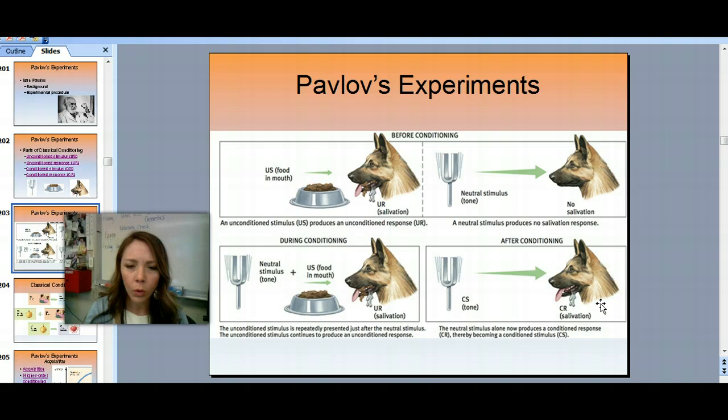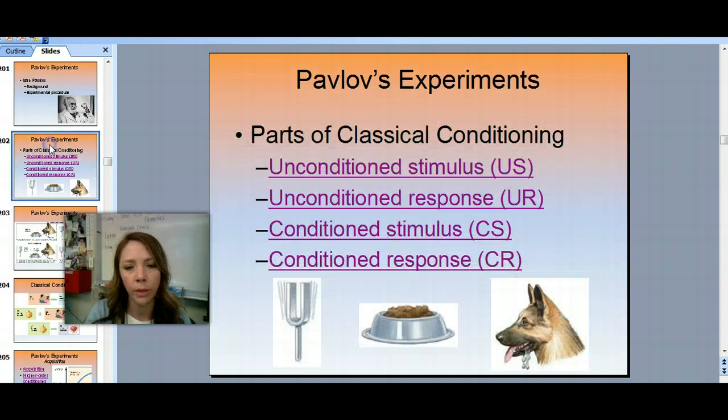All right, so we've talked a little bit about this with your bells ringing in class, right? If you usually eat lunch after the bell, when that bell rings, you might start getting hungry, right? Like you know it's coming up. So let's go back to the vocab for this that you'll need to know: the unconditioned versus the conditioned.